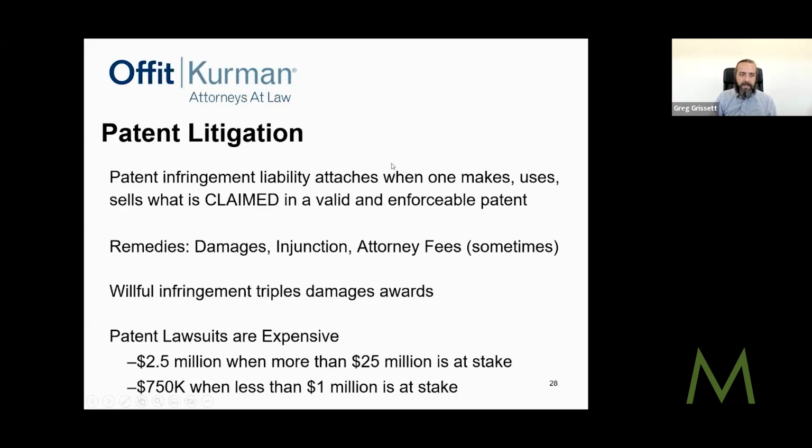Patent infringement, patent litigation. Important: patent infringement liability, of course, attaches when one makes and uses what is claimed in a valid and enforceable patent. It's not enough to have a claim that covers a product. To Andrew's point, it has to be valid and it has to be enforceable. Remedies, of course, are damages and injunction. An injunction is a powerful thing if a court can order a company to stop selling something.